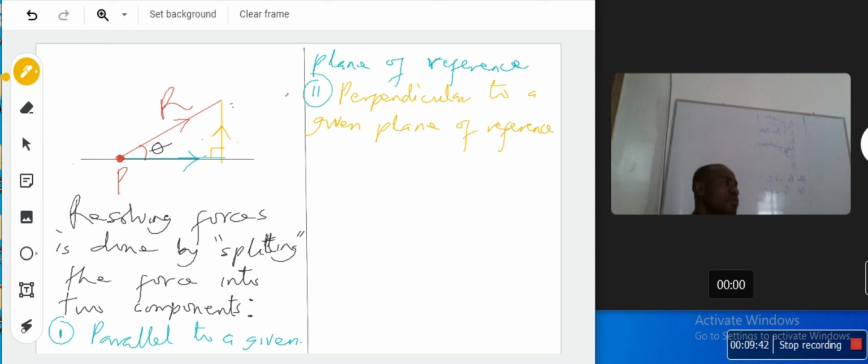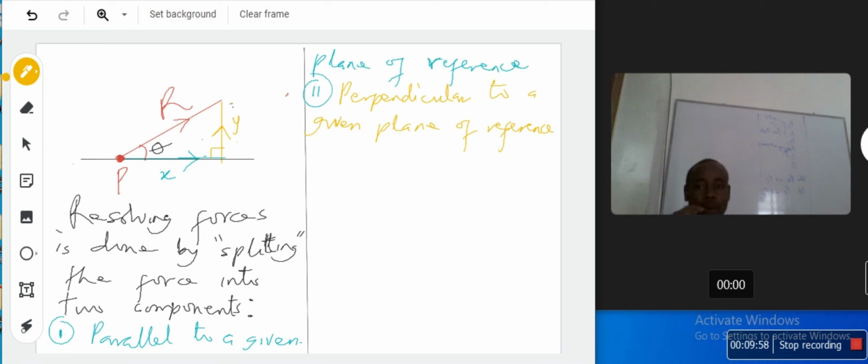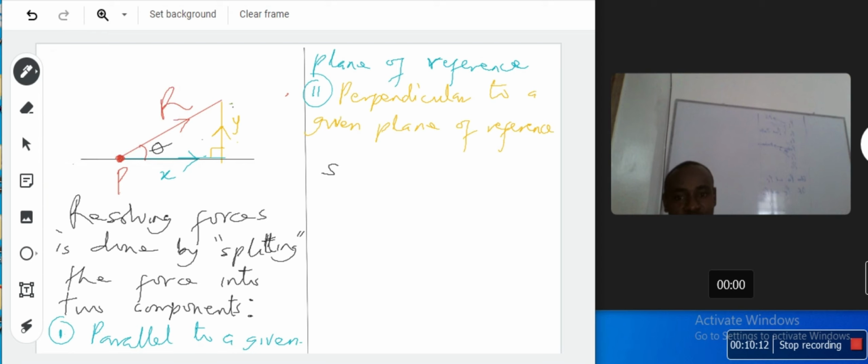To do that, you just use a simple knowledge of trigonometric ratios. If we call this horizontal component x and the vertical component y, what's the value of x with respect to R and theta? Do you have an idea? Do you remember your SOHCAHTOA? SOHCAHTOA. We use this extensively. Trigonometry ratio.